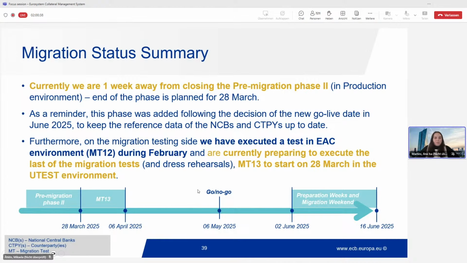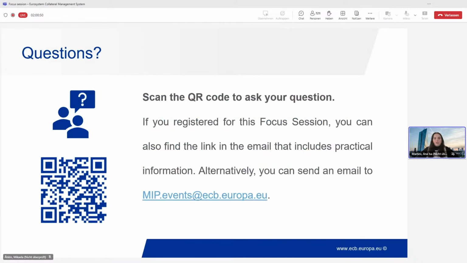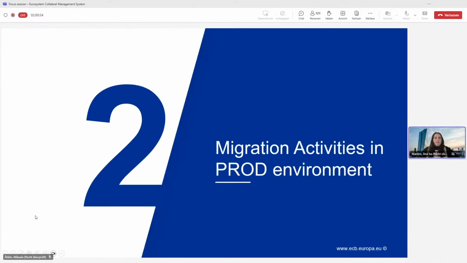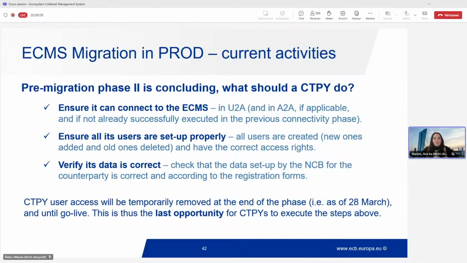So now moving towards, I think, more concrete things. We would like to start with the production activities, because this helps explain what will happen for migration test 13. So if we can go here to the migration activities in prod.